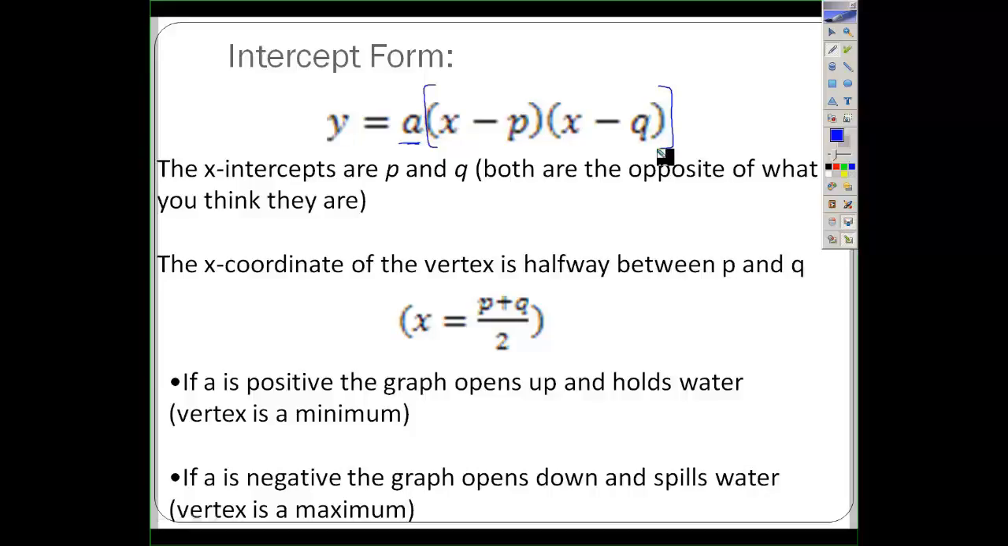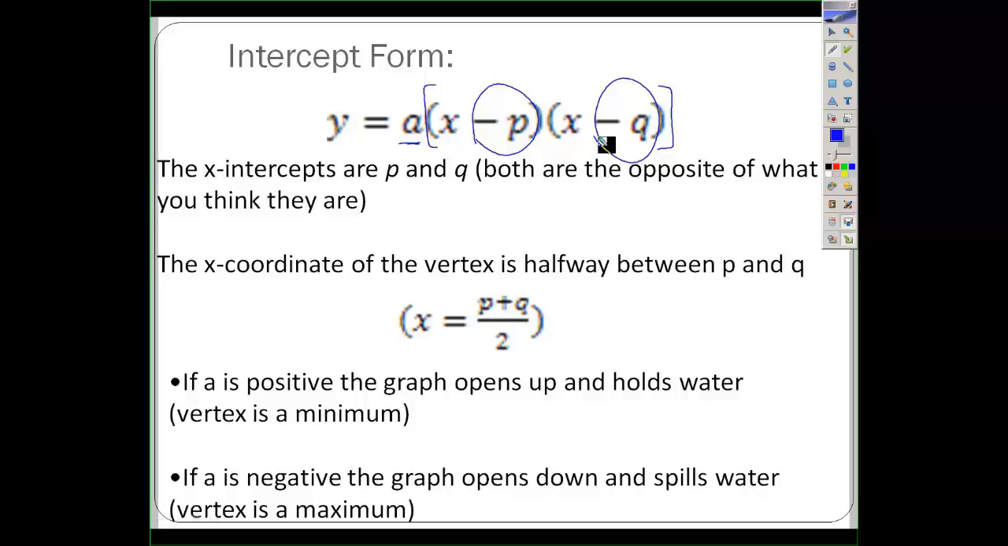But as you can see, it says the x-intercepts are p and q, and they're both the opposite of what you think they are. So if this is x minus 3, one x-intercept will be at positive 3. If this was x minus 4, one intercept will be at positive 4. If it said x plus 5, the x-intercept will be at negative 5. So similar to what we've done before, just the numbers in the parentheses are both of the x-intercepts, all right?